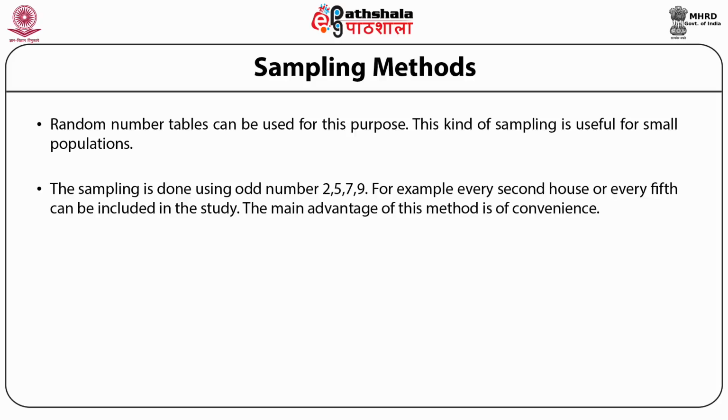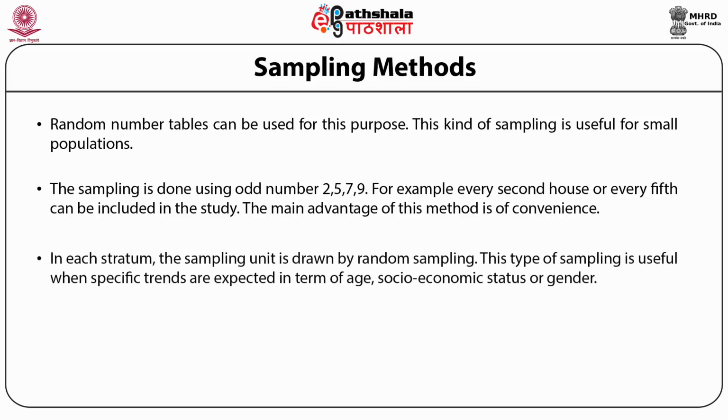In stratified sampling, the sample of study is divided into strata, which are subgroups. It can be based on age, sex, occupation, or socioeconomic status. In each stratum, the sampling unit is drawn by random sampling. This type of sampling is useful when specific trends are expected in terms of age, socioeconomic status, or gender.